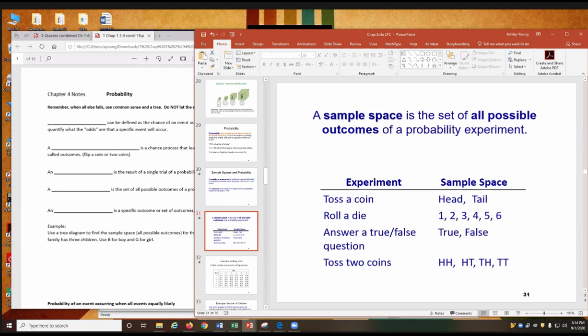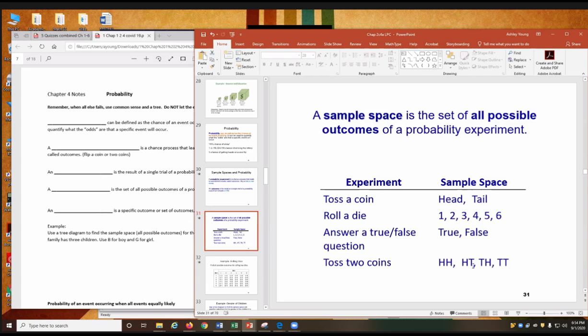Anon, can you read the next one? A sample space is a set of all possible outcomes of a probability experiment. Do you want me to read the example? Yeah. Okay, experiment, toss a coin, sample space, head, tail. Roll a die, 1, 2, 3, 4, 5, 6. Answer a true or false, true, false. Toss two coins, H. Oh, yeah, I'll do that one. So yeah, if I toss two coins, I can get heads.